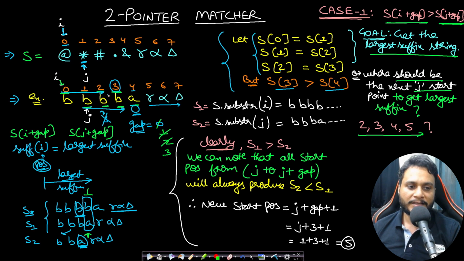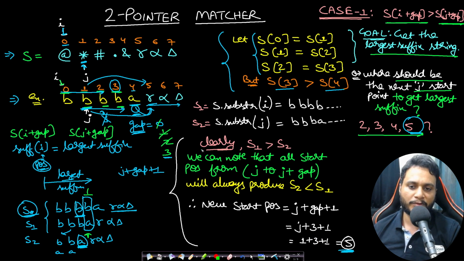So where should be the next start position? The next start position should come right on the next index of where the mismatch you had seen while moving the j to the right hand side. Because if you don't get rid of this a, if you continue to be at any position, then the suffix starting at I, that means at 0, is always going to be greater. Therefore, the j must go to j plus gap plus 1. That means 1 plus 3 plus 1, which is going to be 5. Okay, so that is how we will be calculating that j's optimal next position is going to be j plus gap plus 1. Okay, so this is how I have calculated index 5.